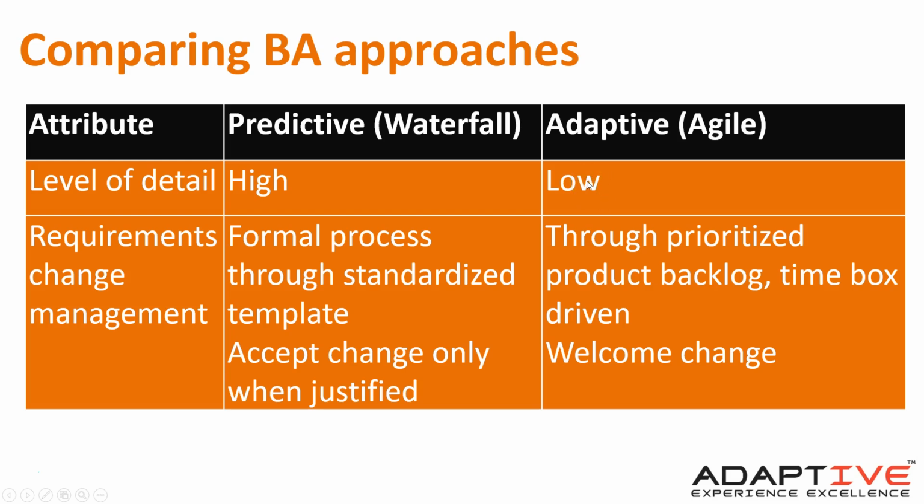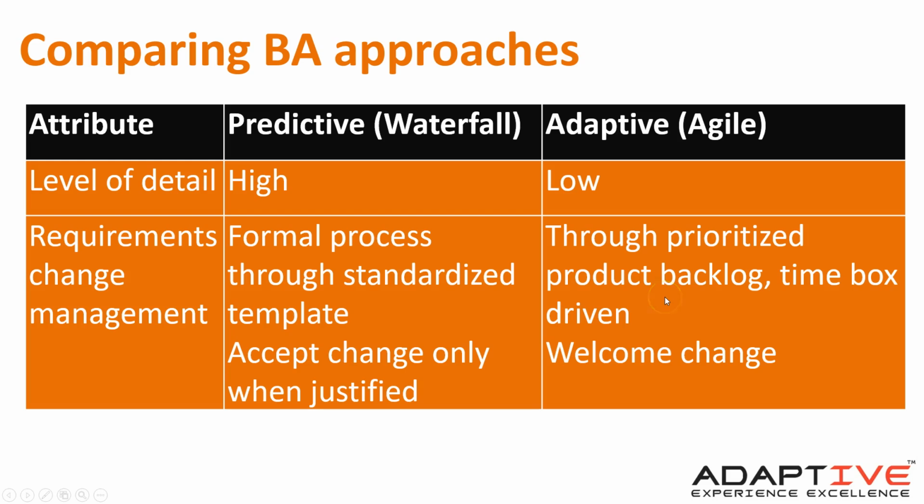Sometimes there's a low level of detail throughout, which is dangerous, and it's not reusable. But preferably it's low level of detail up front, and in your iterations you document as appropriate. Requirements change management: if you're in a fully predictive environment, it's highly formalized. It has to go through a change control board, or a governance committee or something crazy like that. You see that a lot in insurance companies and places like that.